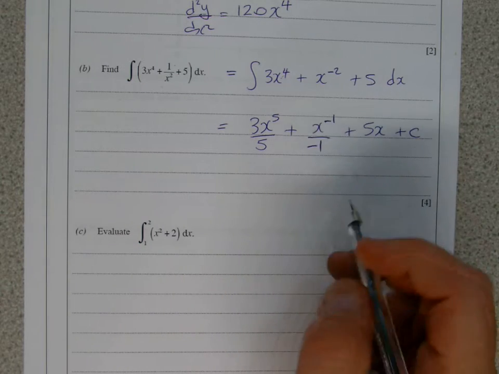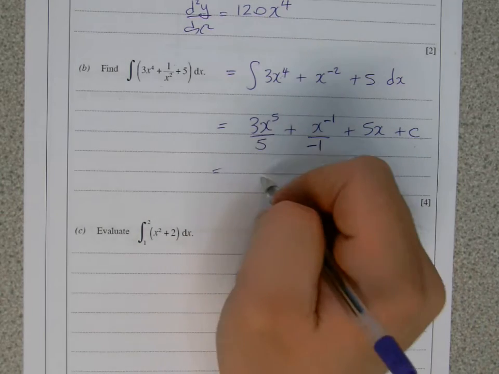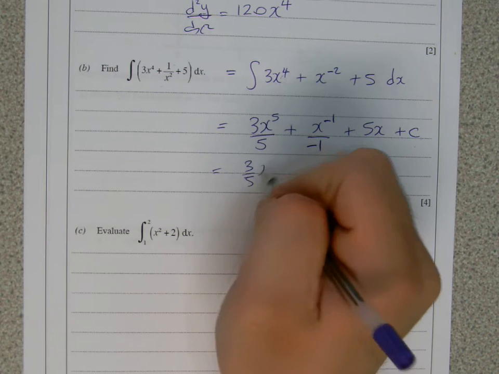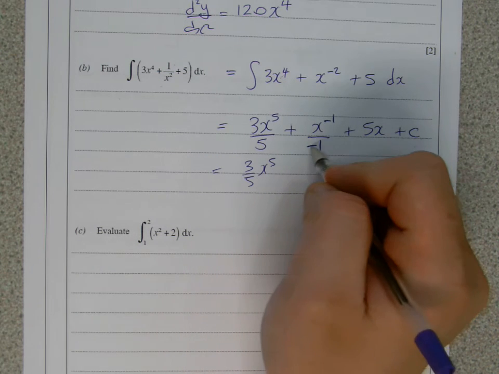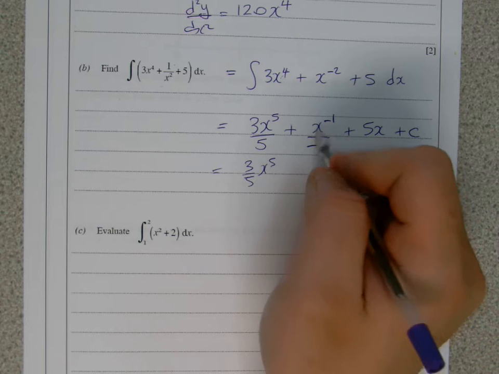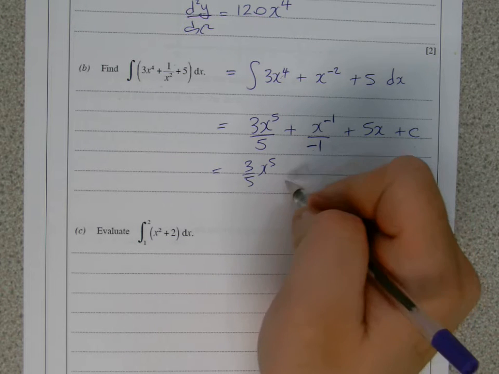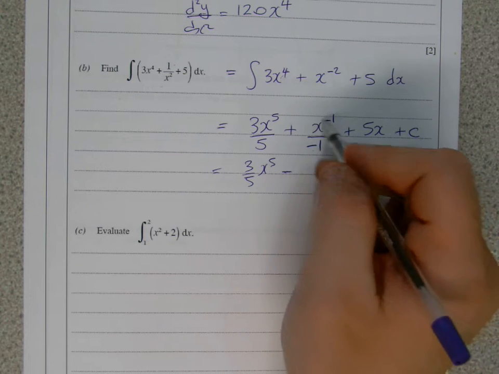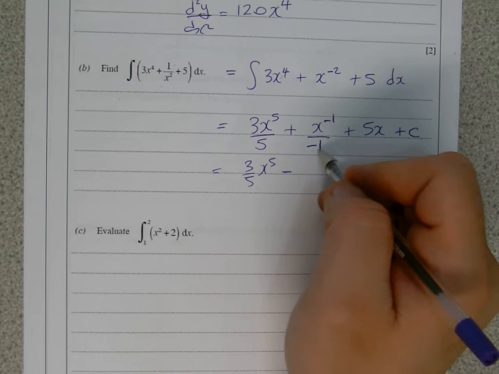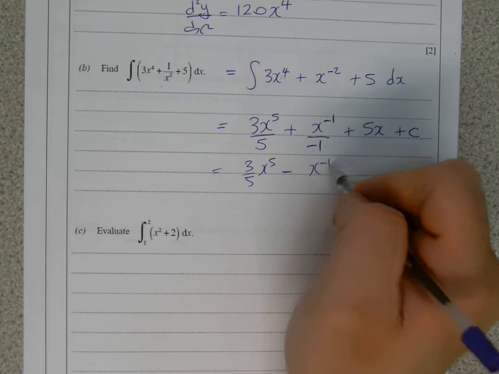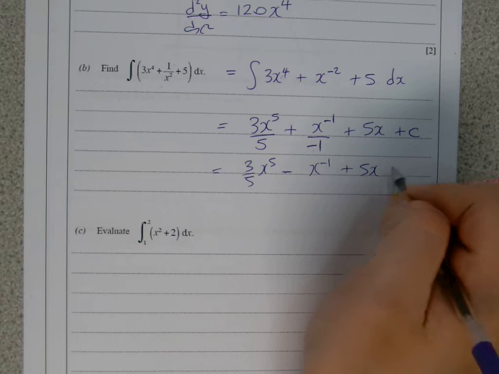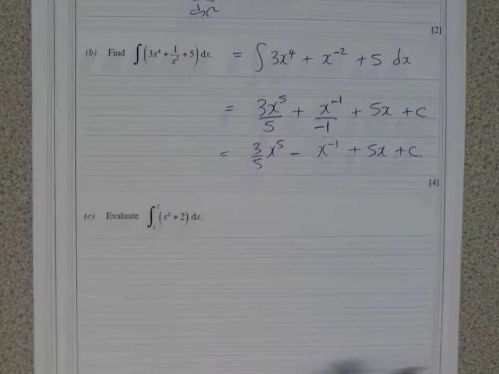So just to finish off, what I would do is maybe tidy this up. Now that can stay the same, 3/5 x to the power 5. Because this is a minus term now, since you're dividing by minus, maybe just put minus in front there to show we divided by minus 1. That will be x to the minus 1 plus 5x plus c, and we're done.